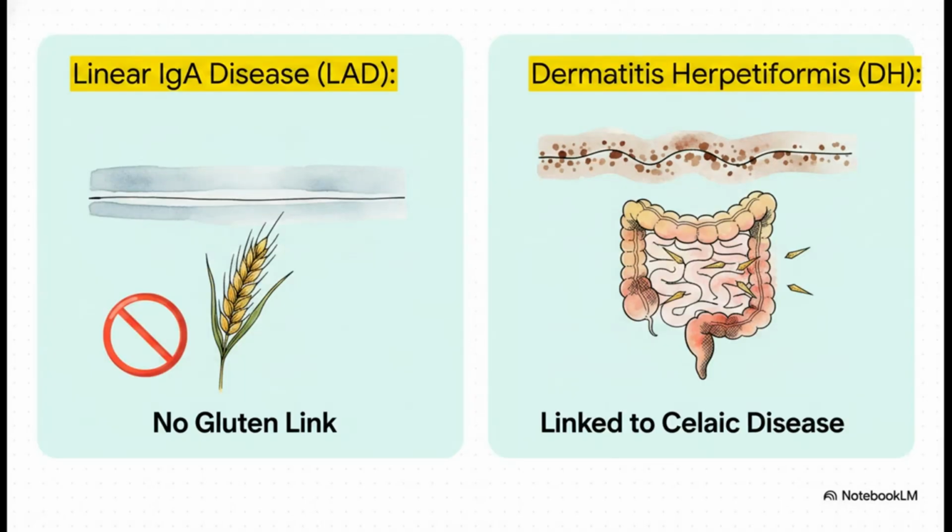Okay, this is a major point of confusion, so let's clear it up right now. When you hear IgA, your brain might immediately jump to celiac disease and dermatitis herpetiformis, but you have to slam the brakes on that thought. LAD is different. Unlike its cousin DH, linear IgA disease has absolutely no link to gluten sensitivity. This is a massive distinguishing feature, so definitely file that one away.